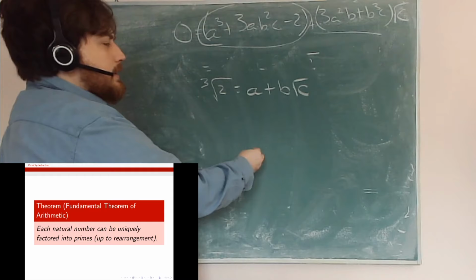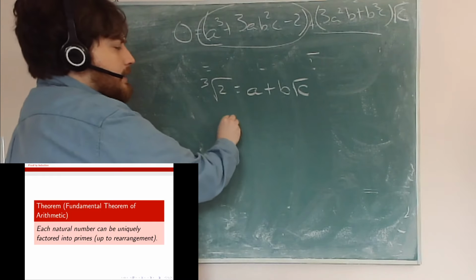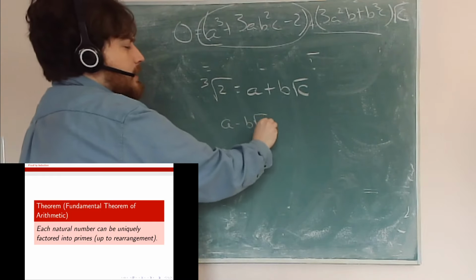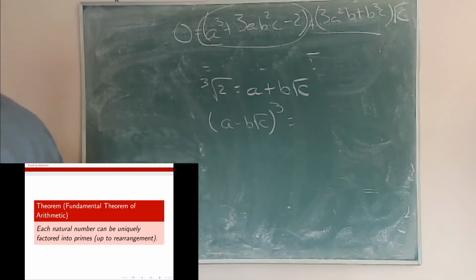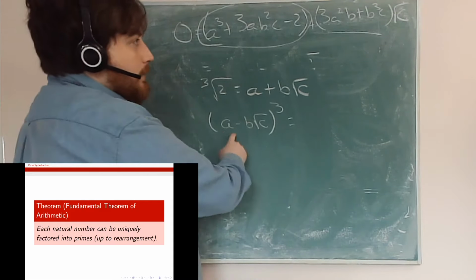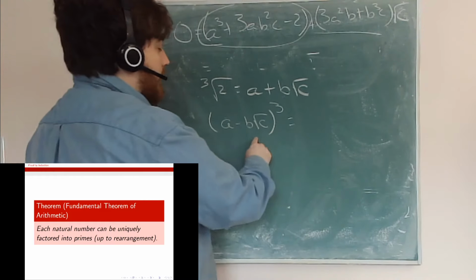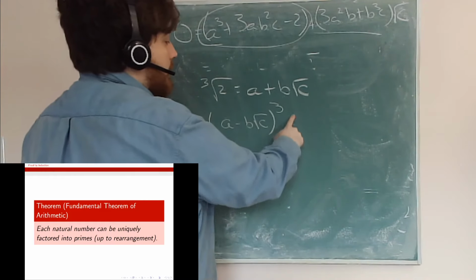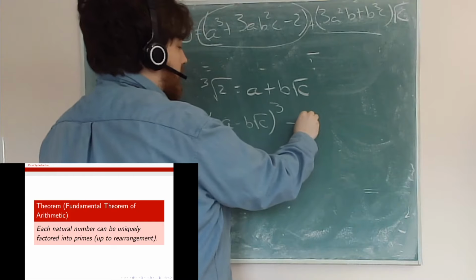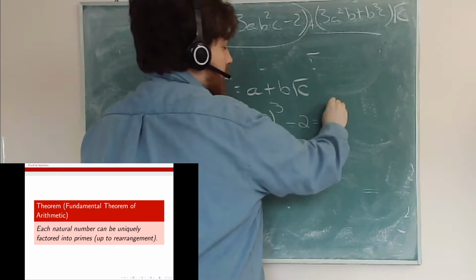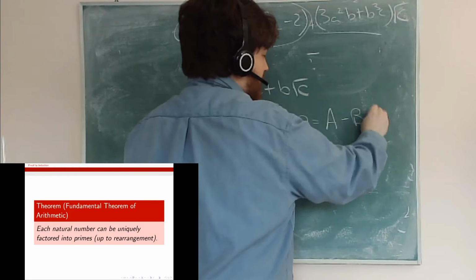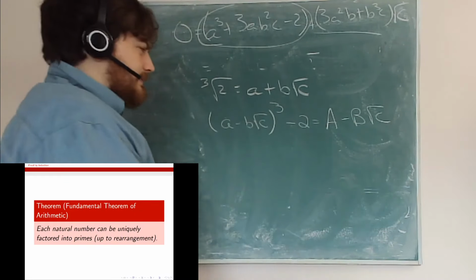Now, the reason why that's going to be helpful is because if I take A minus B times the square root of C and I cube it, just for the sake of time, I'm not going to do this arithmetic for you. But if you do this, and I subtract 2, what you end up with is A minus B square roots of C.